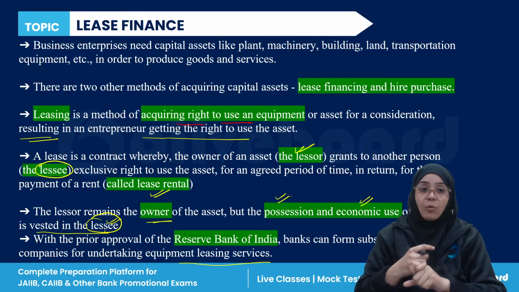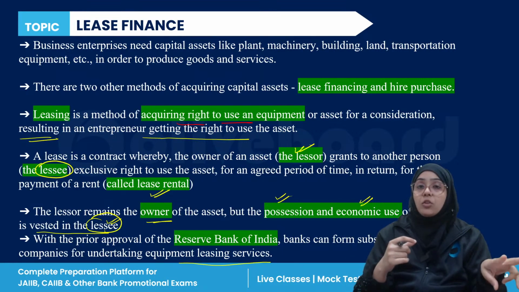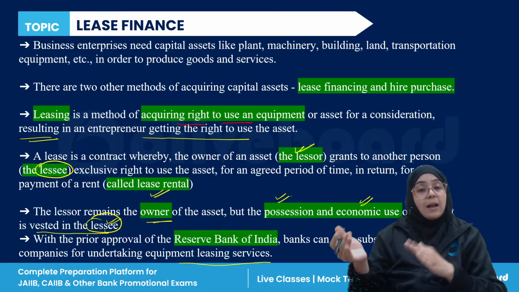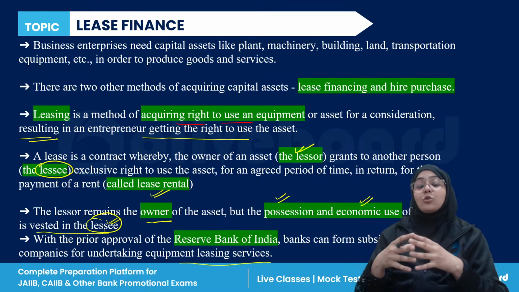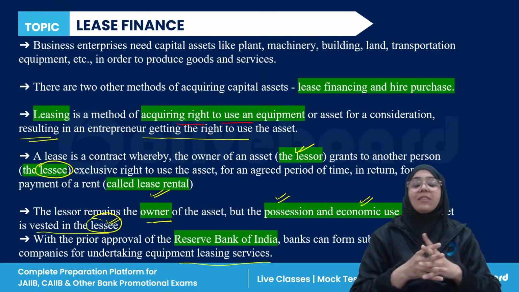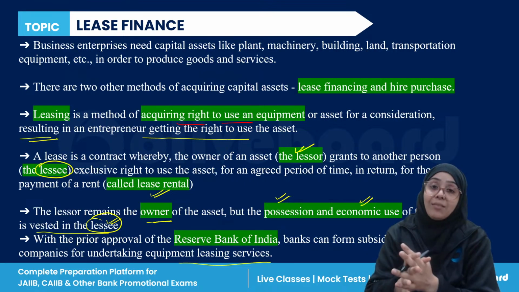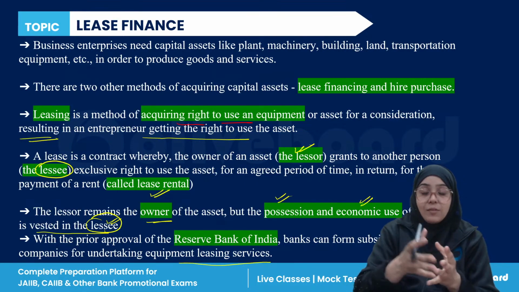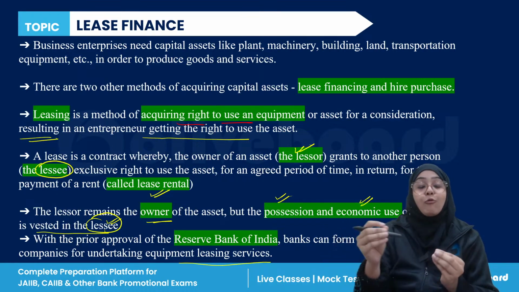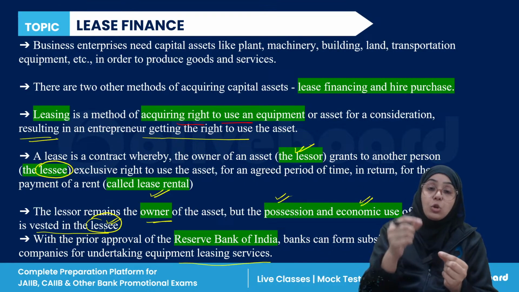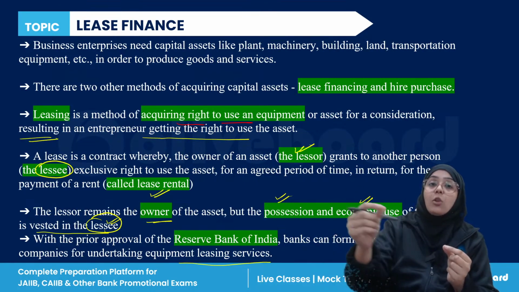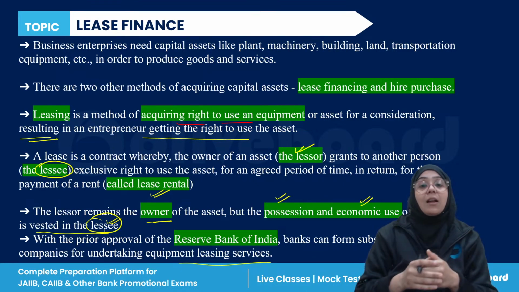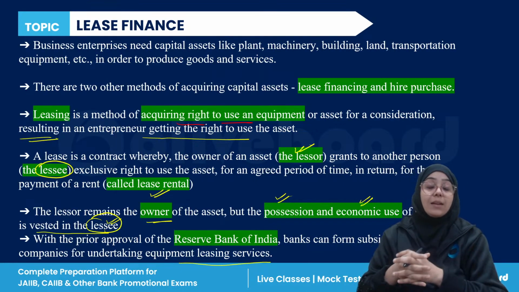So lease finance is what? First of all, there are two methods of acquiring the asset: hire purchase and lease finance. This is actually this topic. We have started with lease finance. Lease finance means when the lessor, who is the owner of the asset, gives the asset to the lessee for some consideration, for using that particular asset for a particular period of time, then it is known as lease, and it is done for a consideration which is known as lease rental.